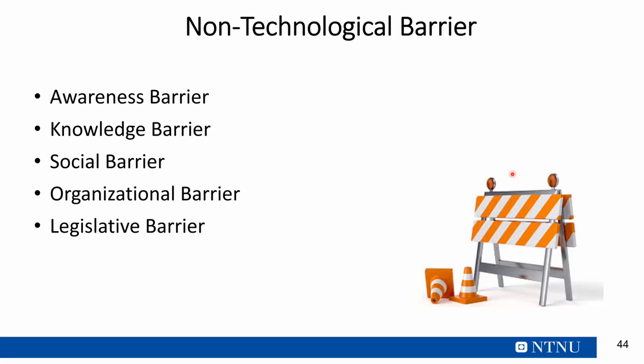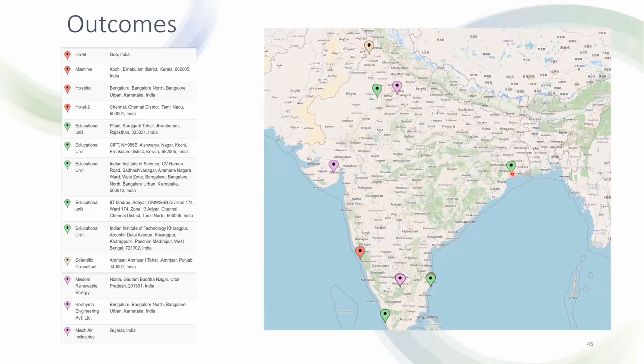The outcome, which I would really want to discuss or display, is the outcome of the unit. Now you could see there are many dots in the Indian map in which you could see the upcoming demo sites. There will be one in a Goa hotel, one in Chennai, one which we are planning in a hospital, and a maritime one in Kochi. There will be 4 or 5 educational units in the future in India.